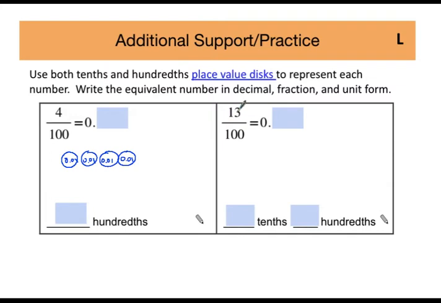And for the second problem, here we would have 13 hundredths. So it would be made up of 1/10 and 3 hundredths. Okay, and we would write these decimals as 4 hundredths, so the 4 would be in the hundredths place, and then this one we'd read it as 13 hundredths, right? We have 4 hundredths, we have no tenths, but here we have 1/10 and 3 hundredths.